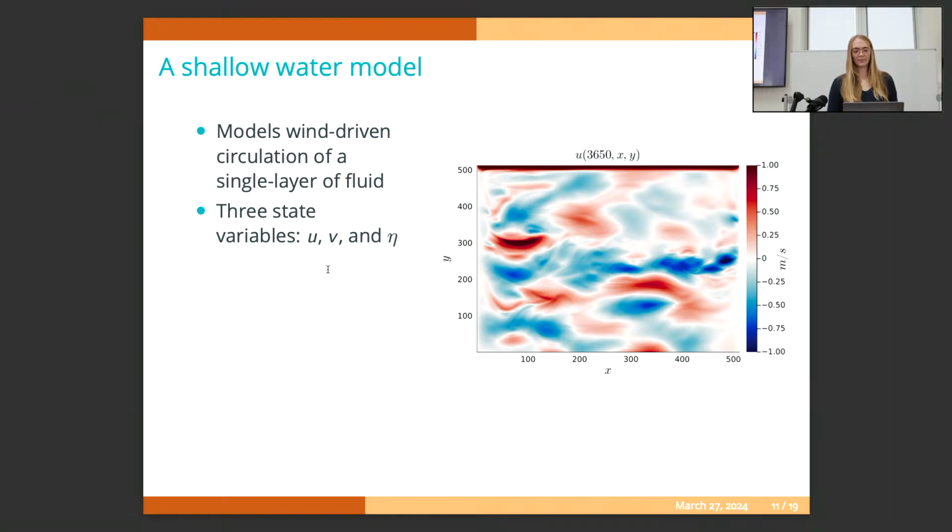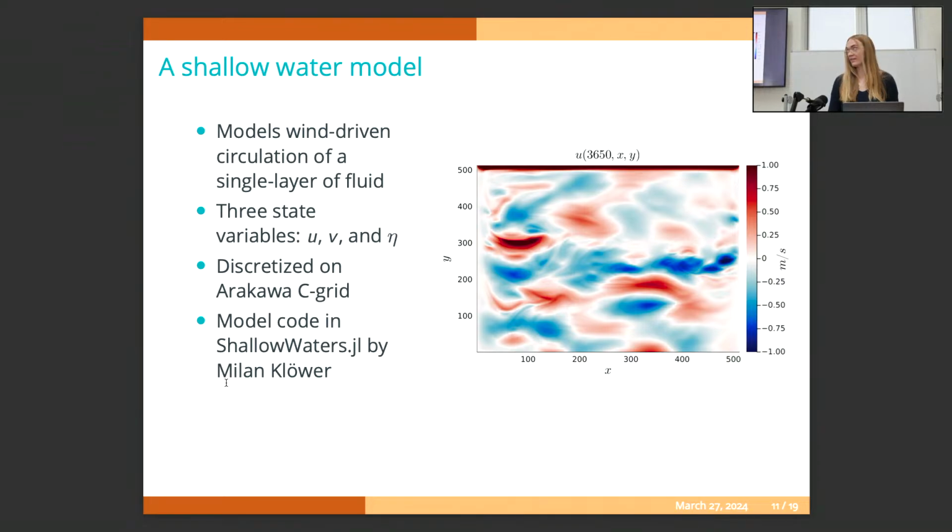Eta is that displacement. It's discretized on an Arakawa C grid. This is just to say tracer values live in cell centers. The velocities live on the cell faces. And all of the model code is in this package by Milankovo, shallowwaters.jl. It's really nice. It's super customizable. And I've basically fiddled with it to make it differentiable and to do the experiments that I'd like to with it. And this is just a snapshot of the high resolution velocity.